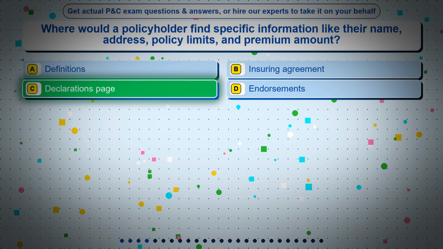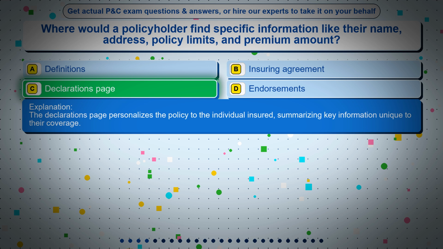Declarations page. The declarations page personalizes the policy to the individual insured, summarizing key information unique to their coverage.